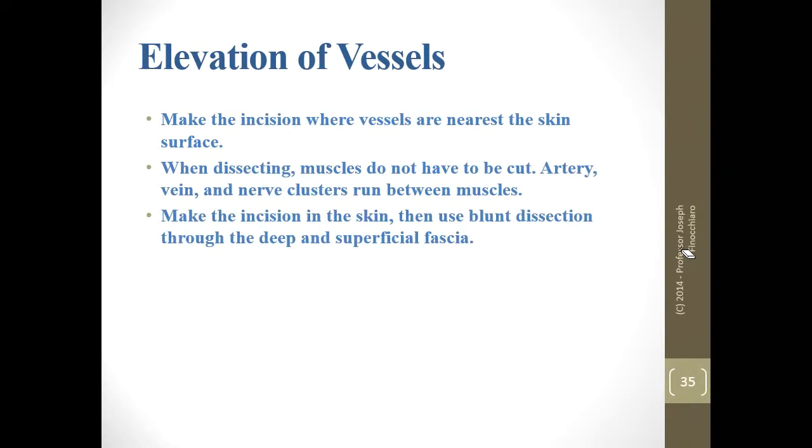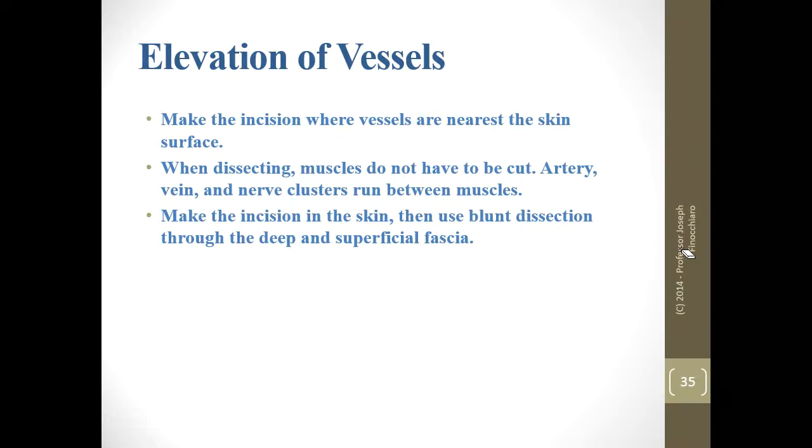We want to be able to just kind of eyeball it and do what we need to do. Make the incision where vessels are nearest the skin surface. And when dissecting, you shouldn't be cutting and shredding muscles. You should be able to just kind of push those things aside. That's why it's called blunt dissection. Artery, vein, and nerve clusters run between muscles. So if you need to move a muscle out of your way to access a spot, say for instance down in the femoral area, you don't have to just cut the muscle and get it out of your way. You can just move it to the side and find that little sweet spot between all the muscles.